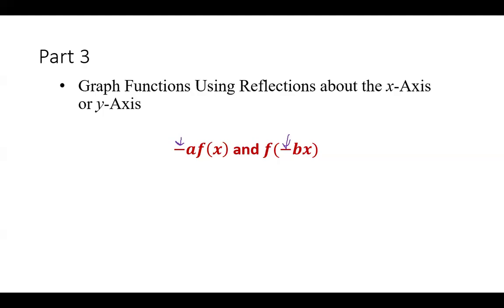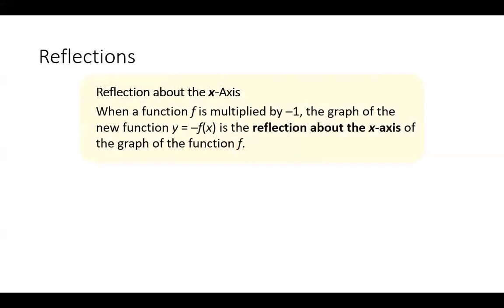With reflections, we're going to be paying attention to negatives. Up first, we have reflection about the x-axis. Reflection about the x-axis means that you have a negative outside of your function or your function transformation. There is a negative. Okay, that's what that means. So you're going to be reflecting about the x-axis.